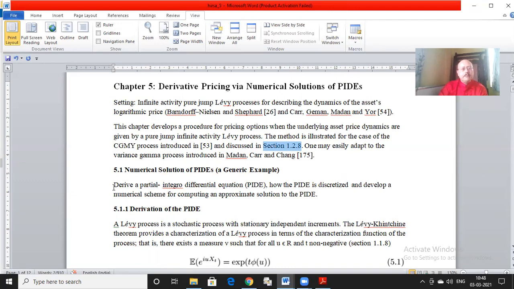What will happen is we will derive a partial integro differential equation. This integro part is for the jump. Then we will see how this PIDE is discretized, because we are going to do numerical analysis. And obviously, we'll develop the numerical scheme. So it's like we'll develop the algorithms like in chapter 4 for computing approximate solutions. And of course, again, the initial conditions and boundary conditions will have a role to play. We will have to explicitly state those conditions and show how they are going to be incorporated in the algorithm. So that would be the agenda of this chapter.